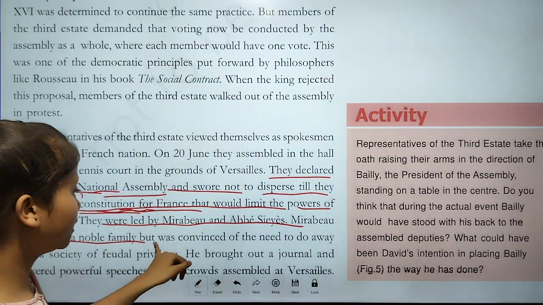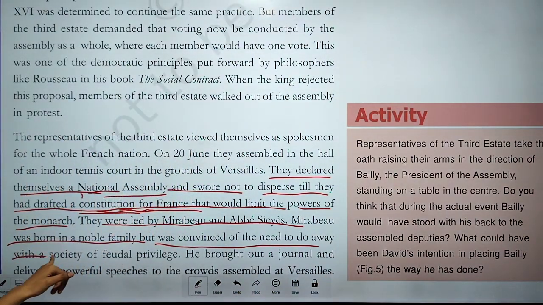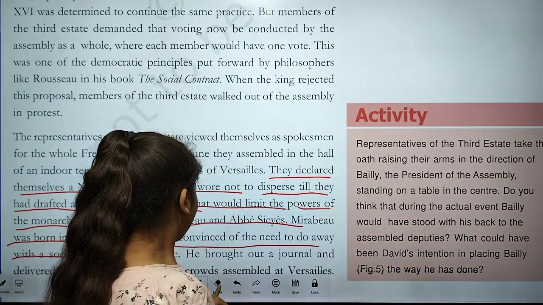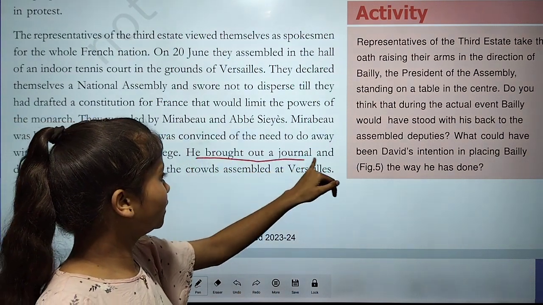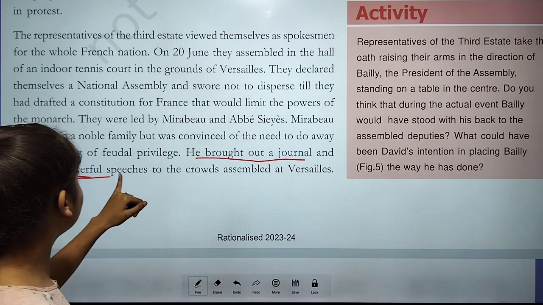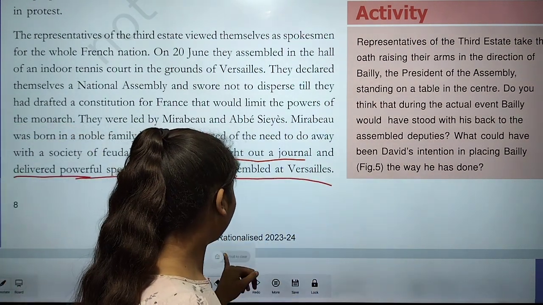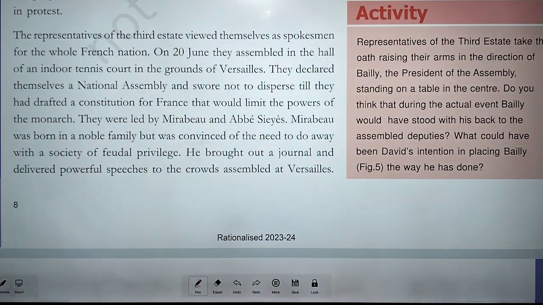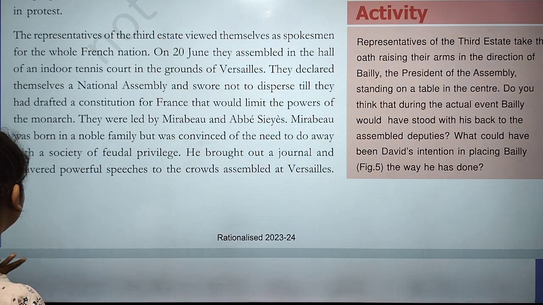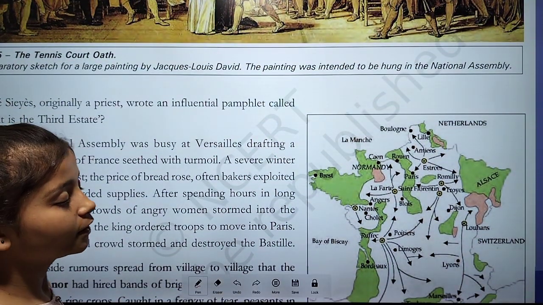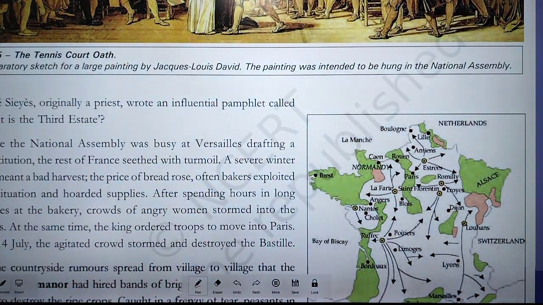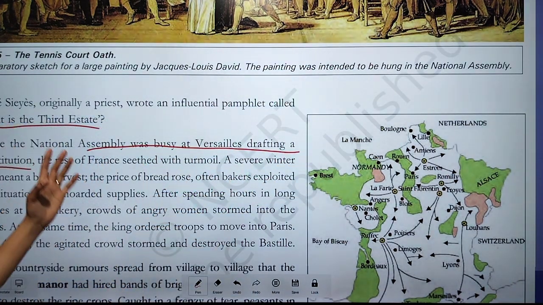Mirabeau was born in a noble family, but was convinced of the need to do away with a society of feudal privilege. It means Mirabeau was a noble, from the second estate, because the second estate includes the nobles. He delivered a powerful speech to the crowd assembled at Versailles. It means there was a crowd of the third estate. Abbe Sieyes was originally a priest and wrote an influential pamphlet, What is the Third Estate.